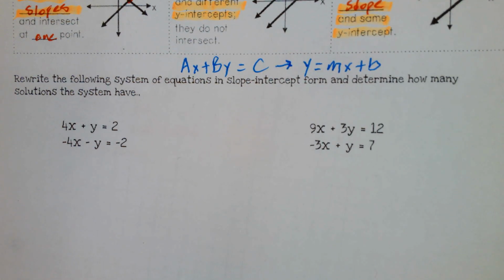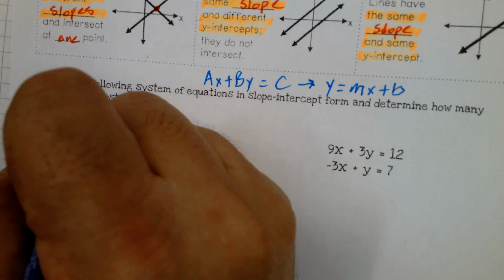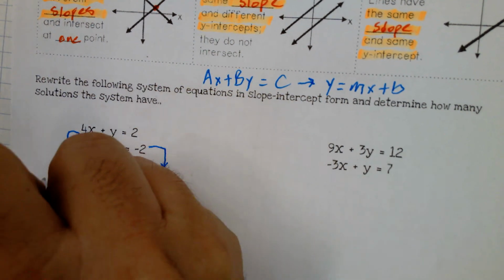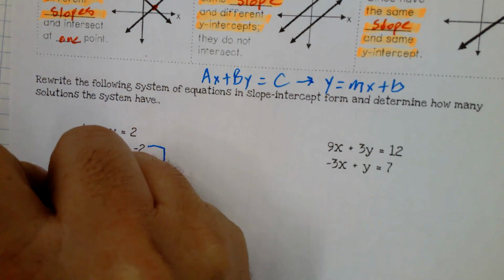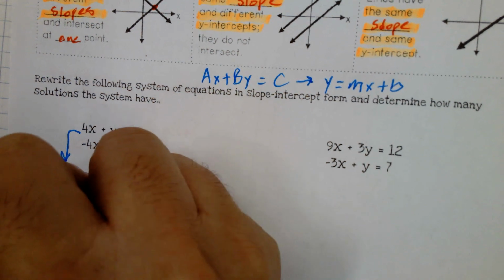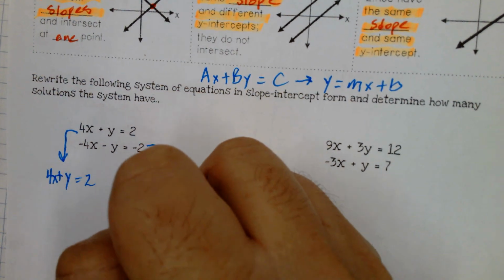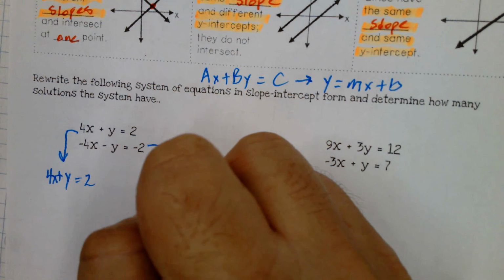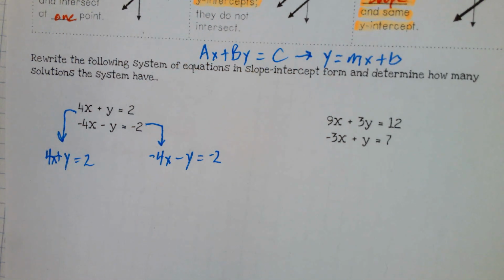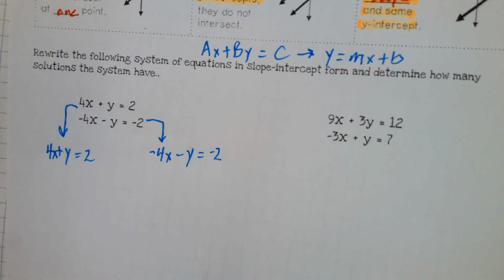Right now, like I said, they're in this format. We have to rewrite them. So I want you to take each equation, and we're going to just copy them down. Like this one will go here, 4x plus y equals 2. And then negative 4x minus y equals negative 2. Okay? So let's take these two equations and put them in slope-intercept form. We practiced this before when we needed to graph the lines. All right, so here we go.